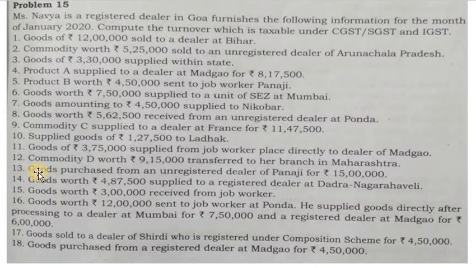The 13th one: goods purchased from an unregistered dealer at Panaji. So again, you are purchasing the goods, not a supply, but here you are purchasing from an unregistered dealer at Panaji. It is the same as here: goods were received from unregistered dealer at Ponda. It's the same transaction. Though it is a purchase, since you are receiving the goods from an unregistered dealer, you are liable to pay tax instead of this unregistered dealer. So it becomes a taxable transaction. Panaji is in Goa, so within the state, an intra-state transaction.